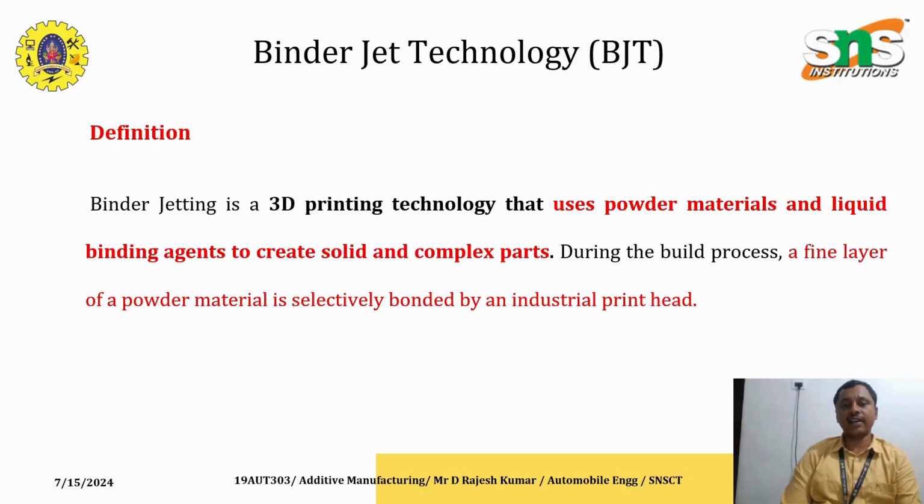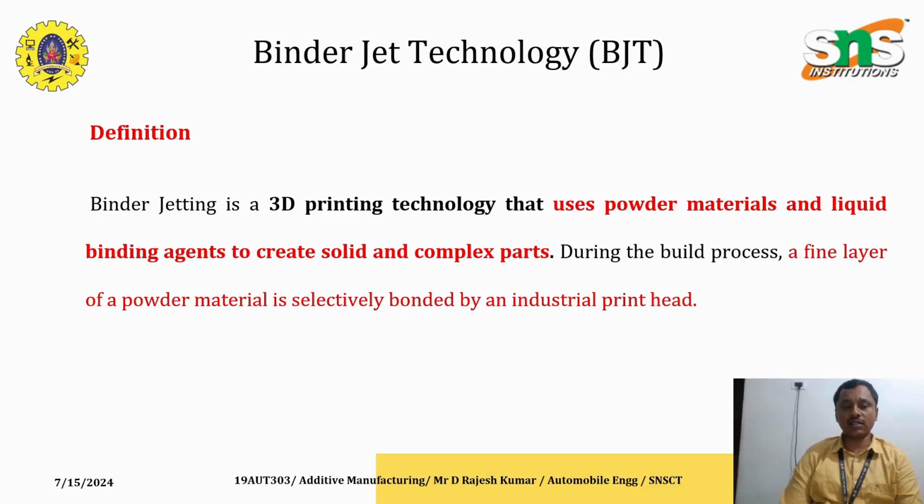Whereas in this technique, the powder is coated over the layer and then it is supplied with the binding agents. These binding agents are added layer by layer in order to bind or glue the layers. So that is a difference. There laser is used, here the binding agents are used to bond the layers. So that is the main difference between these techniques.